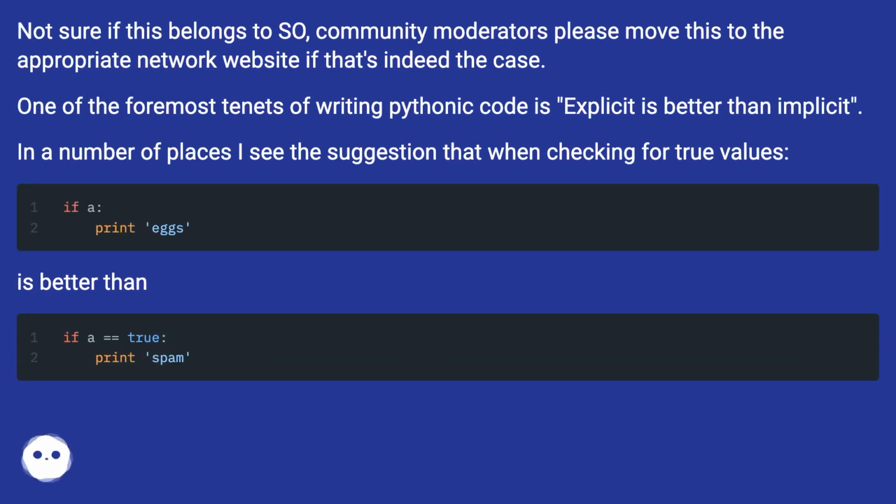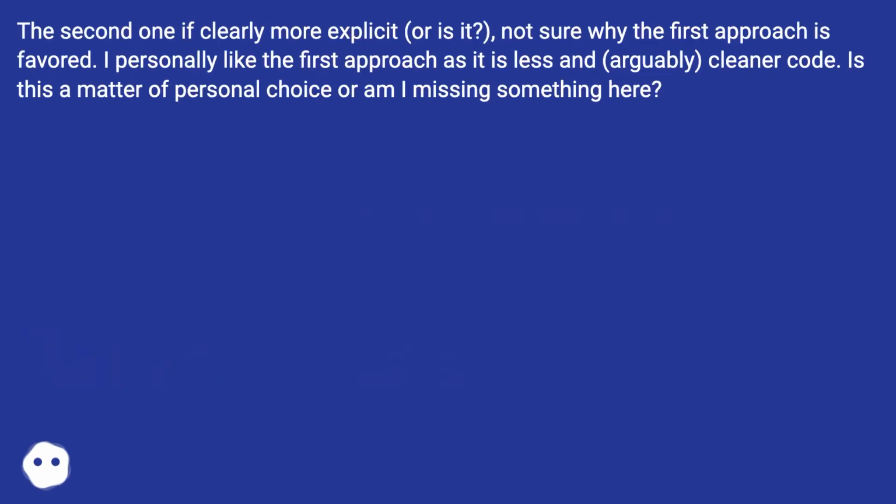In a number of places I see the suggestion that when checking for true values, the first approach is better than the second. The second one is clearly more explicit, or is it? Not sure why the first approach is favored. I personally like the first approach as it is less and, arguably, cleaner code. Is this a matter of personal choice or am I missing something here?